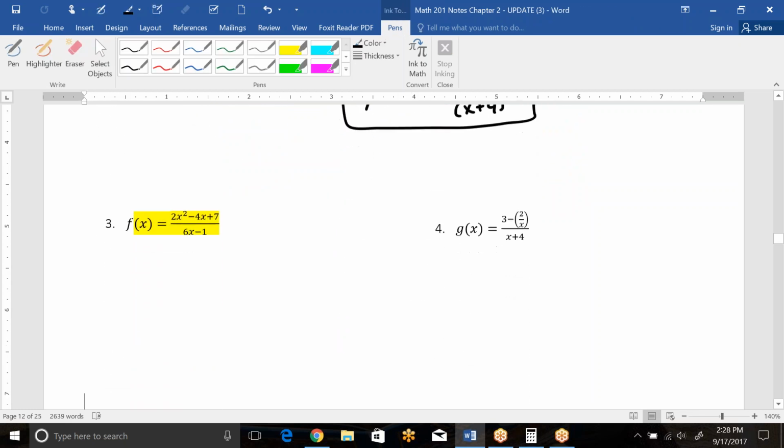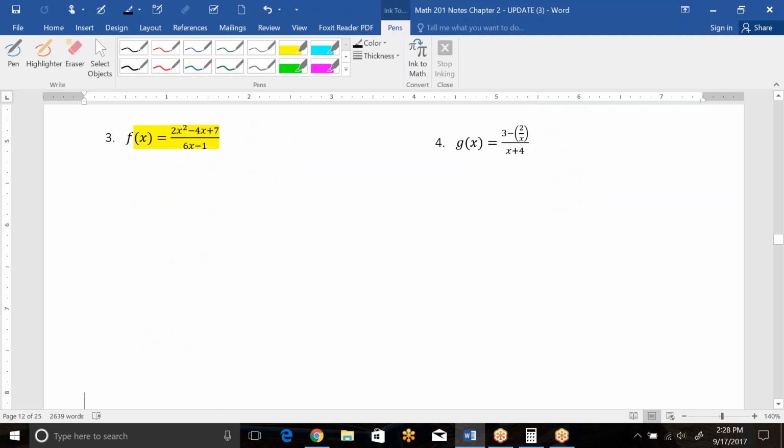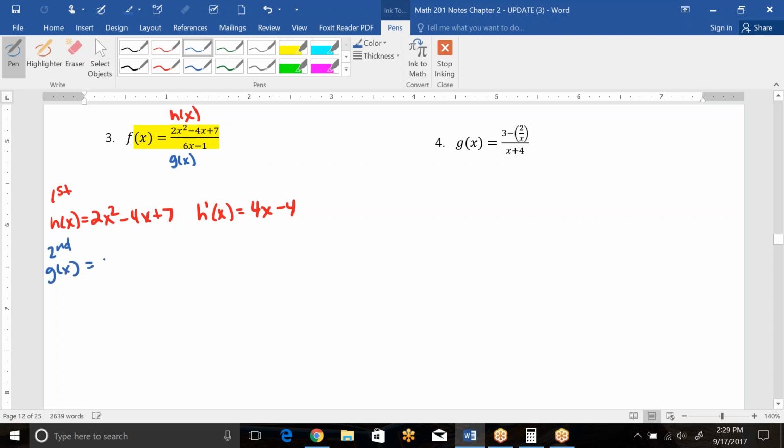So we didn't do 3 together. So for number 3, I'm going to let f of x, well, they've already called it f of x, so we're going to call the top h of x, and the bottom is going to be g of x. So my first is that h of x equals 2x squared minus 4x plus 7. The prime of that would be 4x minus 4. For the second function, g of x is 6x minus 1. G prime of x is just 6.